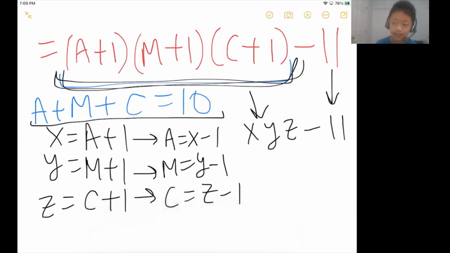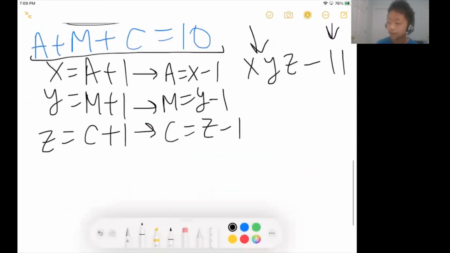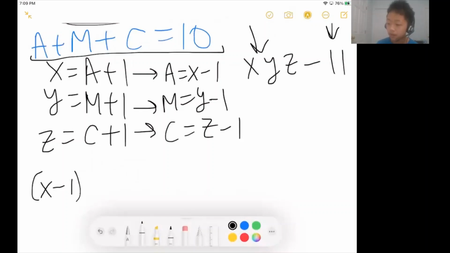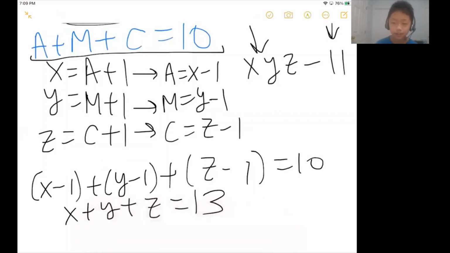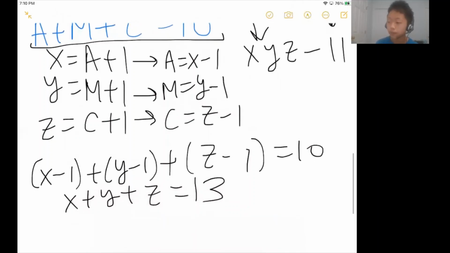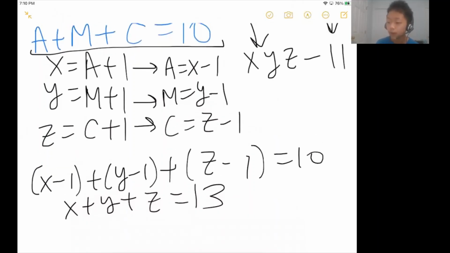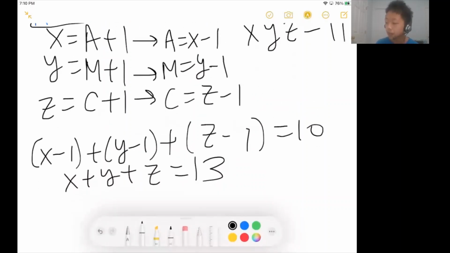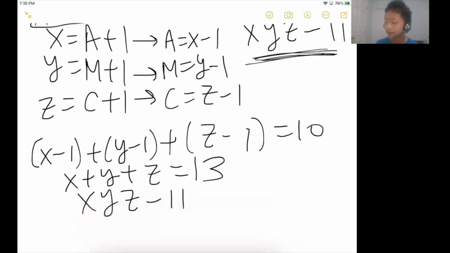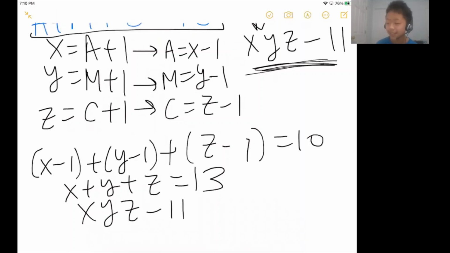So if I plug these into the blue equation, I would have x minus 1 plus y minus 1 plus z minus 1 equals 10. So I would get x plus y plus z equals 13. So essentially now we can rephrase our problem as saying, suppose we have x, y, and z that are integers, so that x plus y plus z equals 13, and we want to find the maximum possible value of xyz minus 11. So this is a much easier problem to handle, I guess.